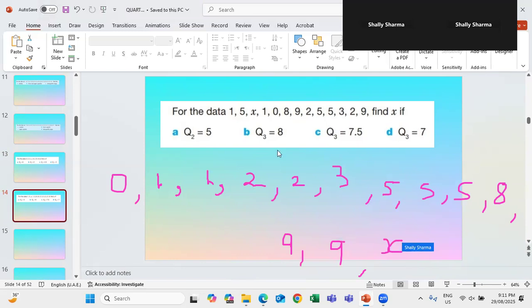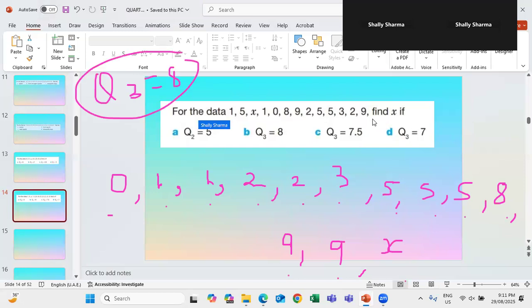So how many values are here? 1, 2, 3, 4, 5, 6, 7, 8, 9, 10, 11, 12, 13. When they say Q3 is 8, first of all, there are a total of 13 values. So 13 plus 1 divided by 2, that is 14 divided by 2. Seventh value, that is the median. 1, 2, 3, 4, 5, 6, 7.